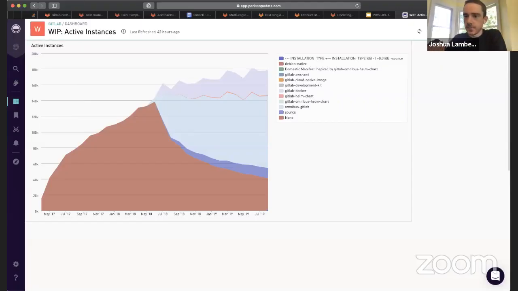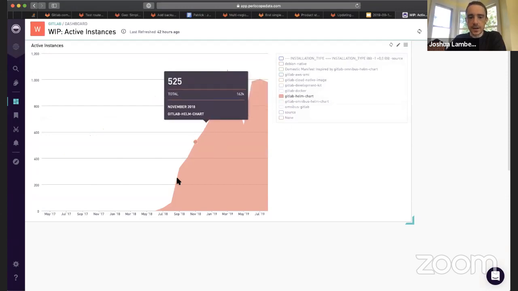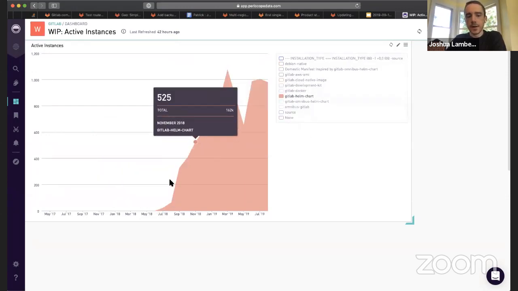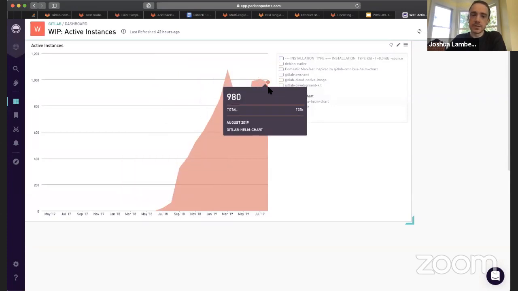Yeah, so thanks for the question. And you can also see what I'm showing on my screen, hopefully. You can see my browser. If not, let me know. You can see here's what Jason was referring to. But actually, if you look at this chart, you can isolate just the Helm chart. And so you can see here is the Helm chart data. We're right up around 1,000 active installations that are still reporting in.